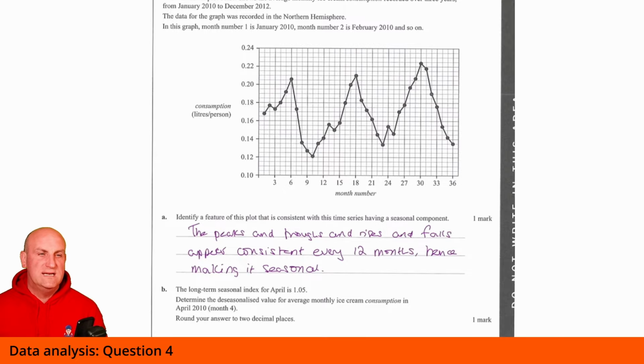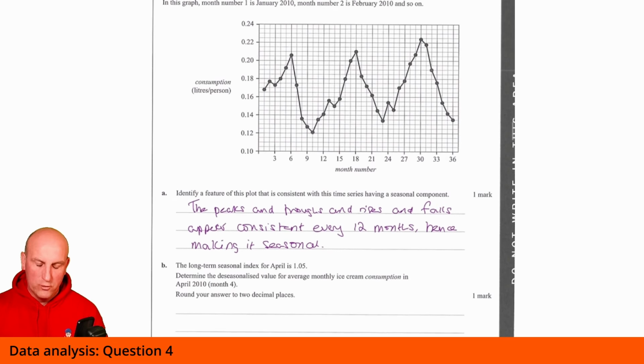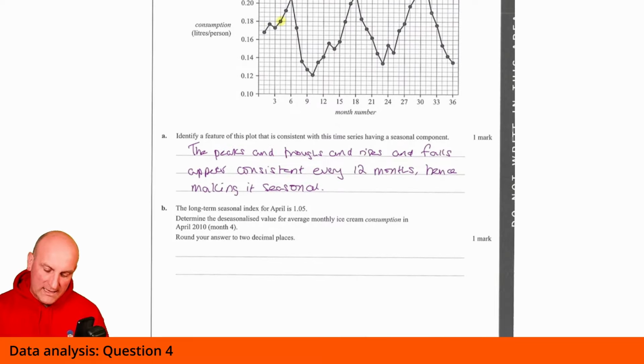The long-term seasonal index for April is 1.05. Determine the deseasonalized value for average monthly ice cream consumption in April 2010. All right, so month 4. Where are you, month 4? You are 1, 2, 3, 4, 5, 6. So month 4 is 1, 2, 3, that value there. So it's 0.18. So my actual value is 0.18.